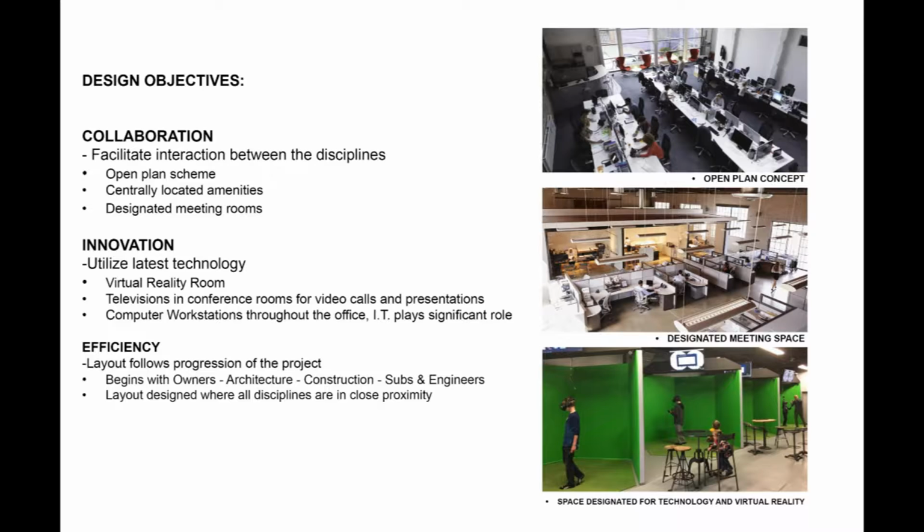Efficiency is very influential to the layout of the project, and the designation of spaces throughout the plan follows the progression of a project. By the entrance is where the owners are located, and from there by proximity follow spaces for architecture, construction, and then the spaces allotted for engineers and subcontractors. This layout is also open and flexible enough that all the disciplines are still within close proximity to each other.